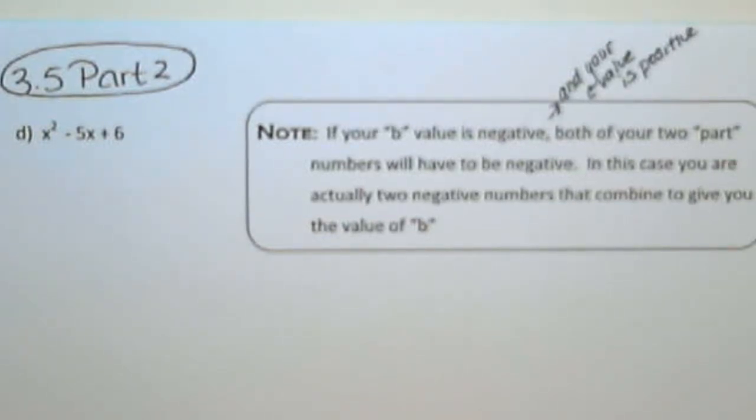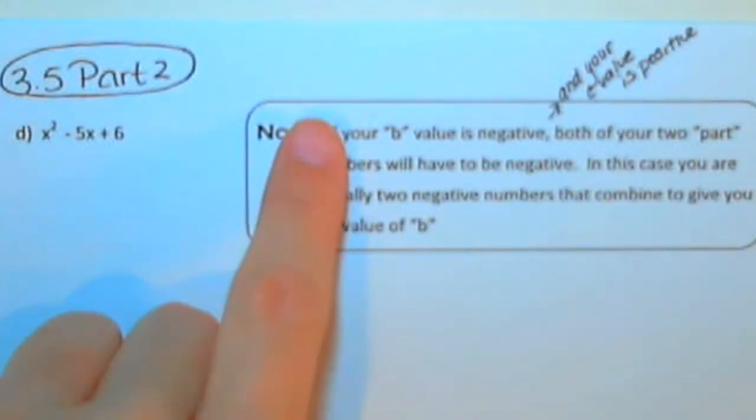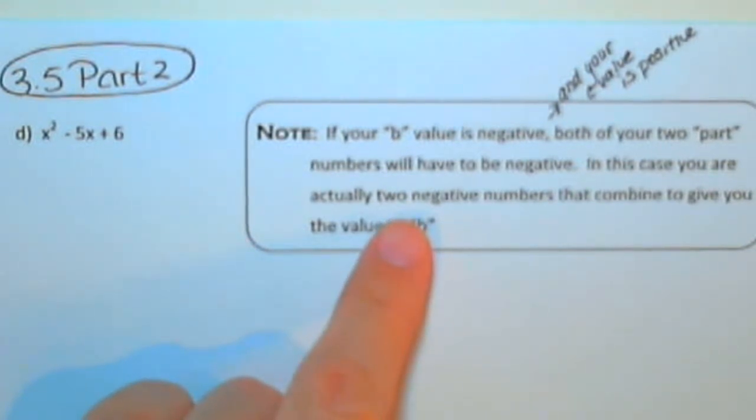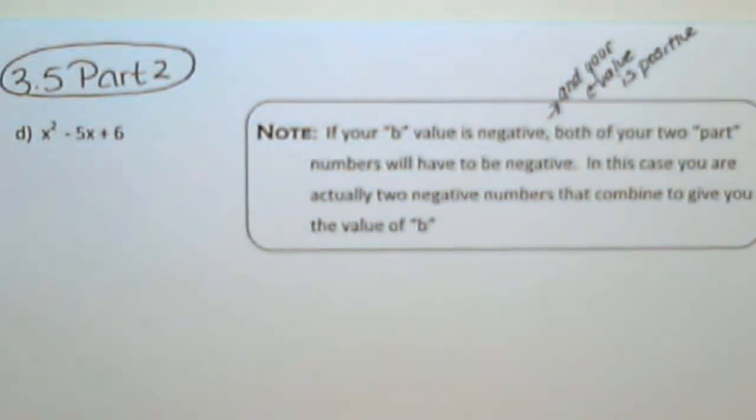This is 3.5 part 2. And in this last page, we're going to be dealing with questions that have negative signs in different places. And I've tried to make some rules on the side here. Now, I don't want you to memorize these rules. I want them to make sense to you. So I'll come back to this in a second.